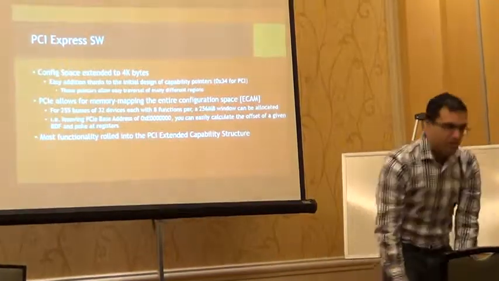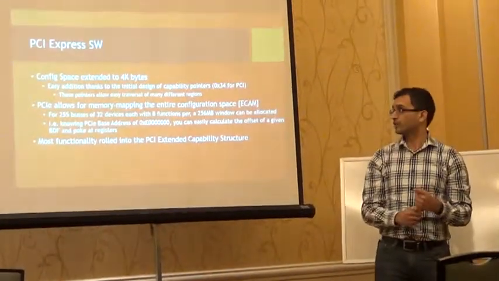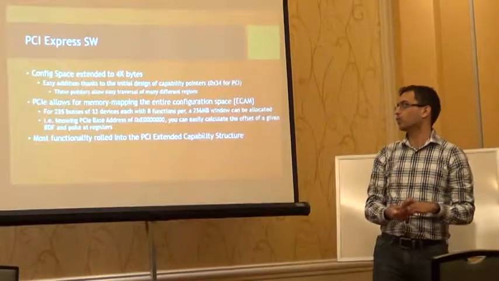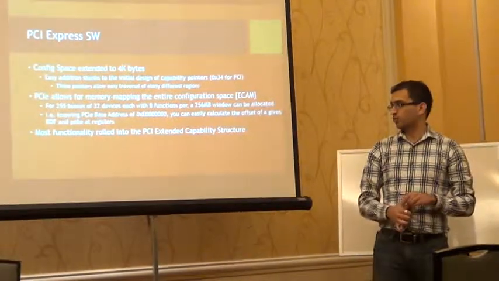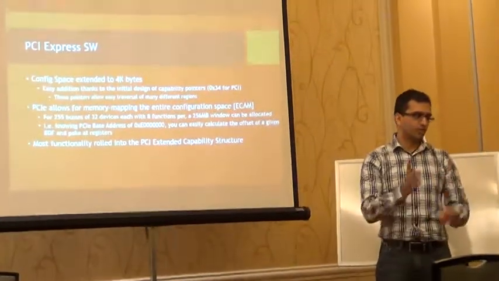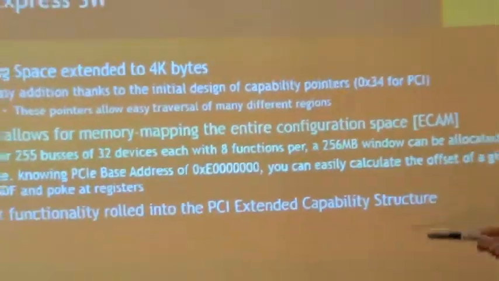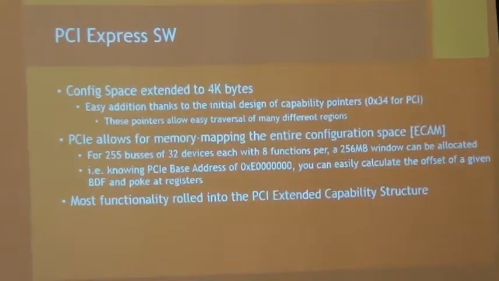So the software, PCI Express was the one that extended config space to 4 kilobytes, and capability pointer 34 is what points to PCI Express. And the cool new thing is with PCI you have to do the weird config space register reads and writes. With this you can just memory map the entire configuration space. So if you had the theoretical maximum number of devices, you need a 256 meg block of memory.